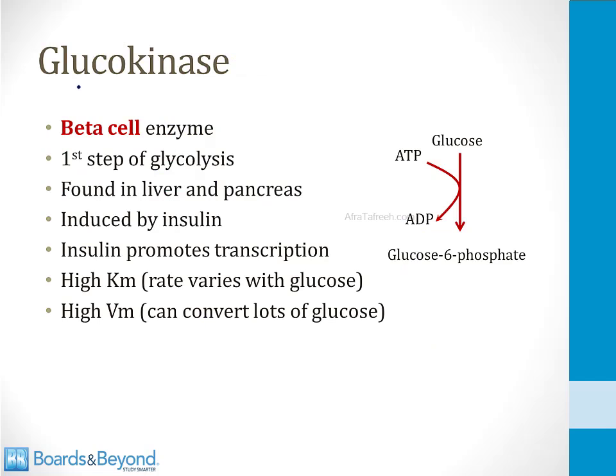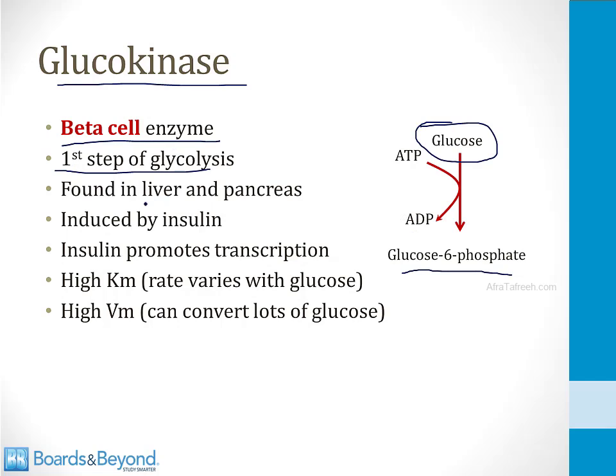Let's talk in more detail about glucokinase. This is an enzyme found in beta cells that catalyzes the first step of glycolysis, the conversion of glucose into glucose 6-phosphate. This enzyme is also found in the liver, and I talk about it in more detail in the biochemistry module on glycolysis. This enzyme is activated by insulin, and in addition, insulin promotes its transcription. It also has several unique pharmacologic properties. It has a high Km and a high Vm.